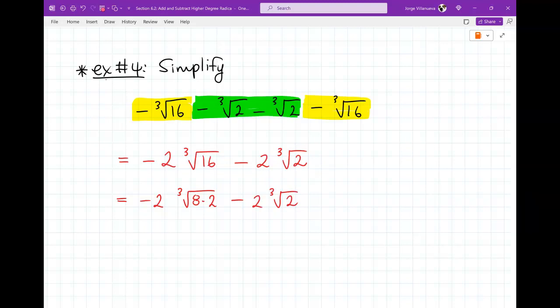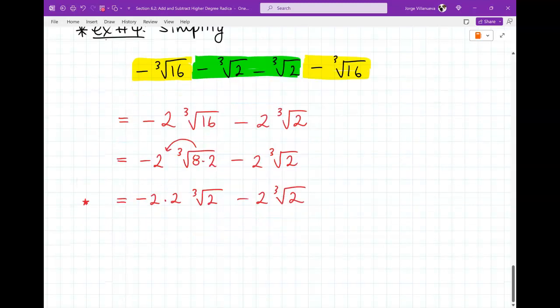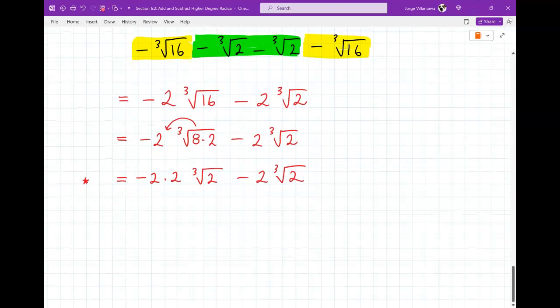And we know the cube root of 8 is 2, so we'll take it out. Again, I'm going to show this step, but I'll put a little star next to it, meaning you don't have to do that step. But this is the little extra step here, just to show the flow of the work. So that comes out to negative 4 cube root of 2 minus 2 cube root of 2.